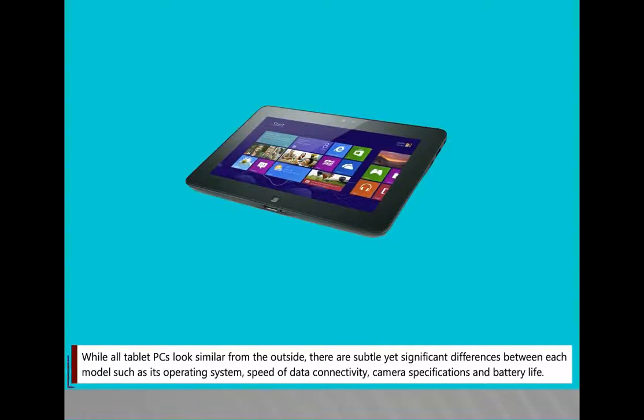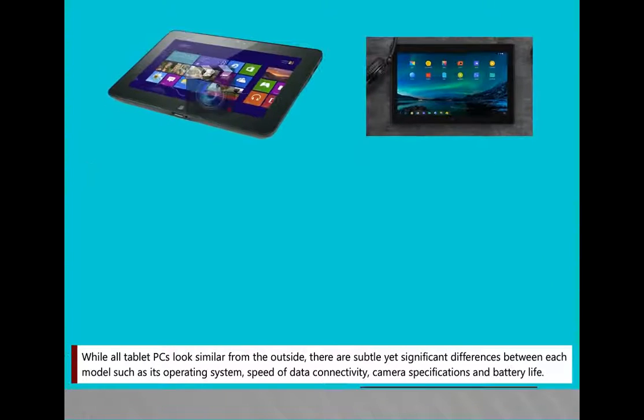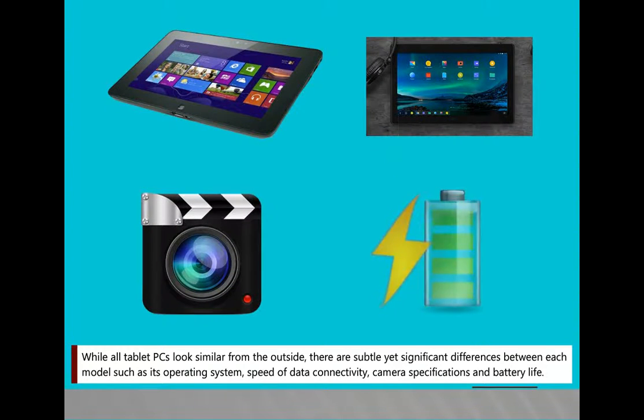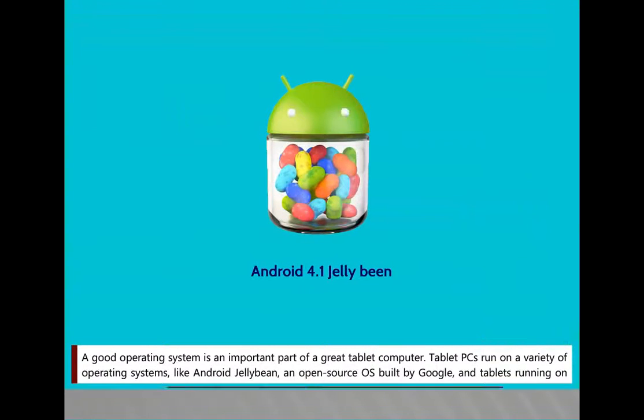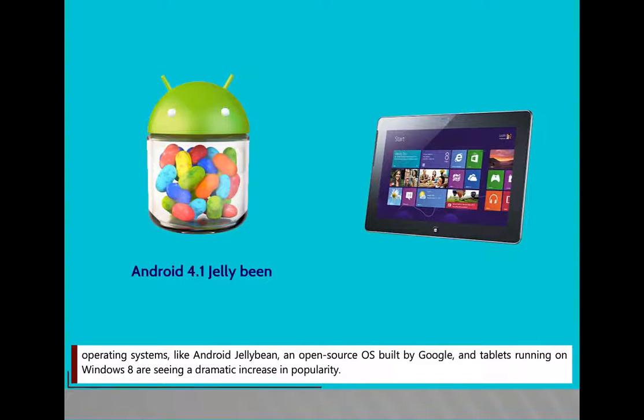While all tablet PCs look similar from the outside, there are subtle yet significant differences between each model, such as its operating system, speed of data connectivity, camera specifications, and battery life. A good operating system is an important part of a great tablet computer. Tablet PCs run on a variety of operating systems like Android Jelly Bean, an open source OS built by Google, and tablets running on Windows 8 are seeing a dramatic increase in popularity.